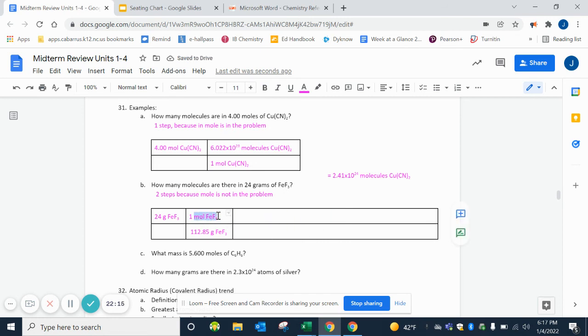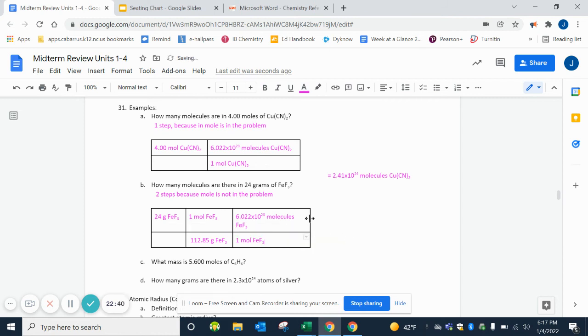We're trying to get to molecules, so we're going to keep going. We're going to bring mole FeF3 down to the bottom. Remember, 1 always goes with mole here, and we're trying to get to molecules, so we're going to go to molecules on top. Remember, Avogadro's number goes with molecules, so 6.022 times 10 to the 23rd, just like it's written on the front of your reference tables. And then we can get our answer.